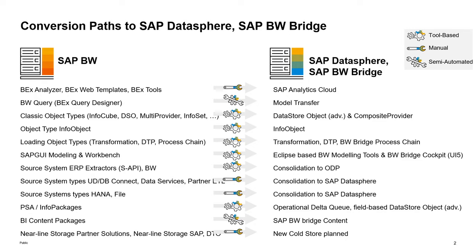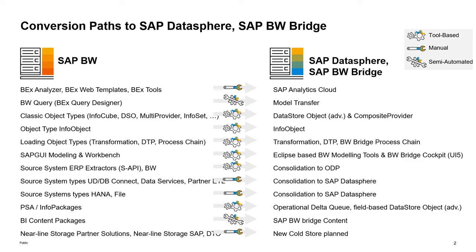So let's first talk about the first line, the BEx Analyzer, BEx Web Templates, BEx Tools. Those things do not exist in SAP Datasphere, SAP BW Bridge. So you see this is a manual conversion, meaning these things are rebuilt as consumable objects in SAP Analytics Cloud. So what does that mean? When we do a conversion to BW Bridge and we bring over the objects and or data, we will then need to rebuild what was in the BEx layer now into SAC, for example.